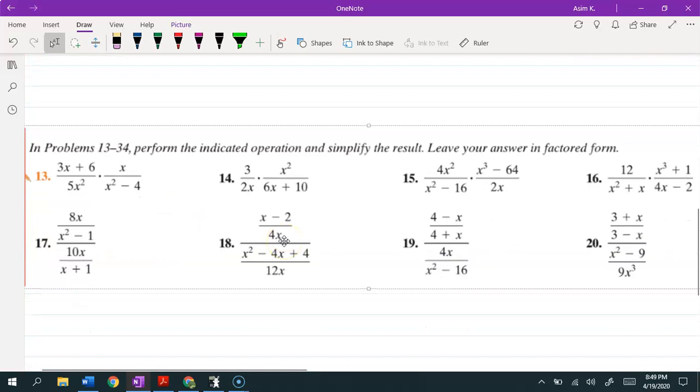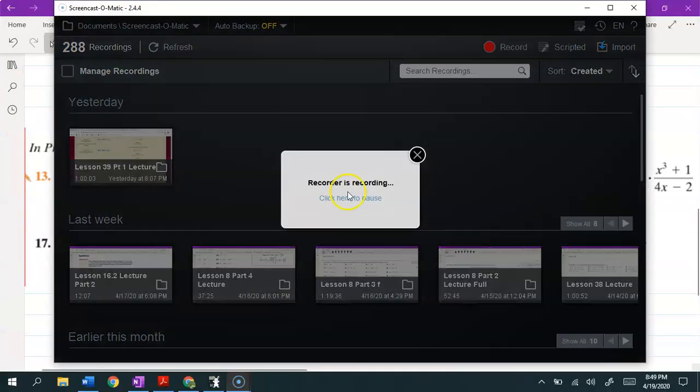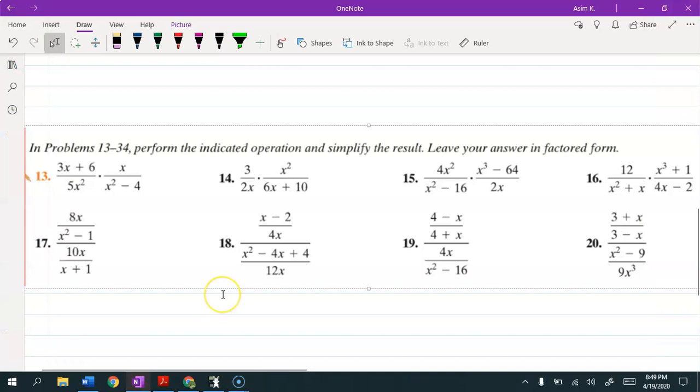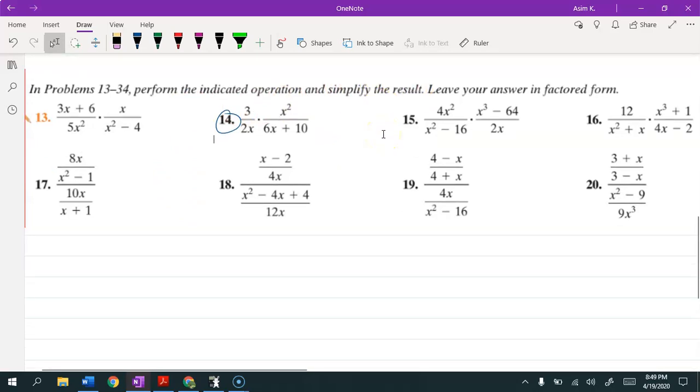Okay, now what we're going to do is we're going to practice multiplying and dividing fractions. All right. And so let's go ahead and get started with number 14. Number 14, basically all you need to do is perform that indicated operation and simplify the result. Leave your answer in factored form. Okay, so don't expand it after that.